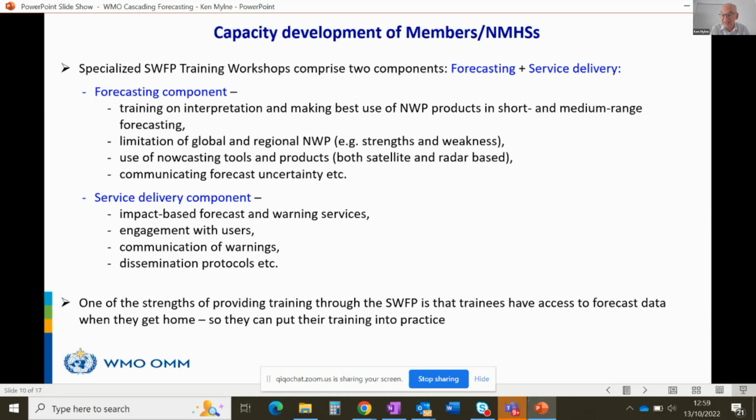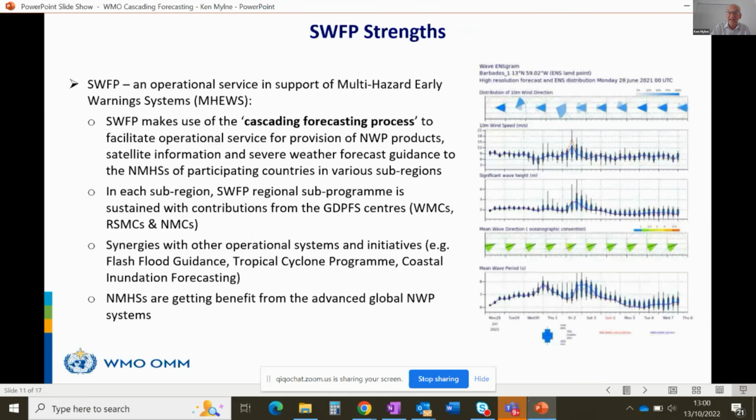And one of the big strengths of providing this training through this SWFP program is that once people have had the training, they also have access to forecast data when they get home, so that they can actually put that training into practice and turn it into real services. So there's a lot of strengths of this approach.